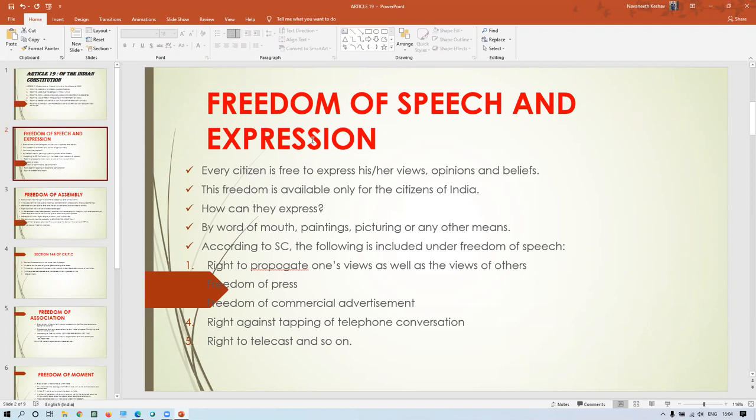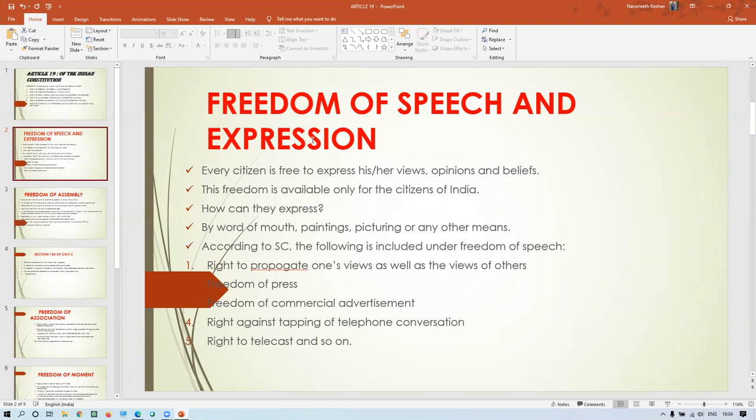According to the Supreme Court, SC meaning Supreme Court, the following is included under the freedom of speech. Right to propagate one's view as well as others' views, which means you can express your views and you can express others' views also. Freedom of press and freedom of commercial advertisement means it is confined to the media. They can express whatever they have. It should be lawful and it should be obedient in the eyes of law.